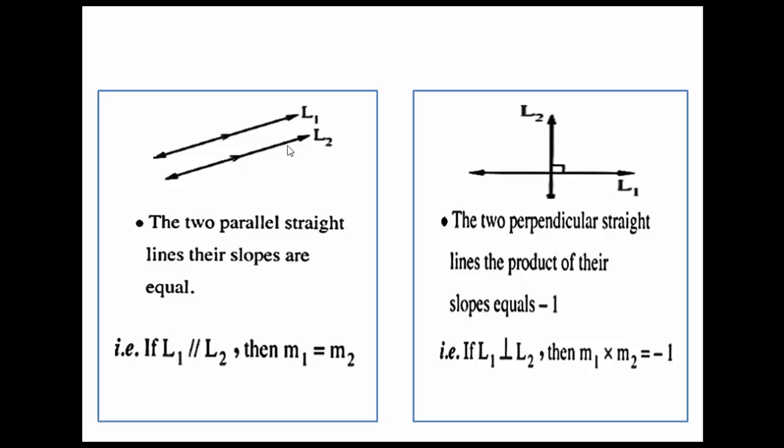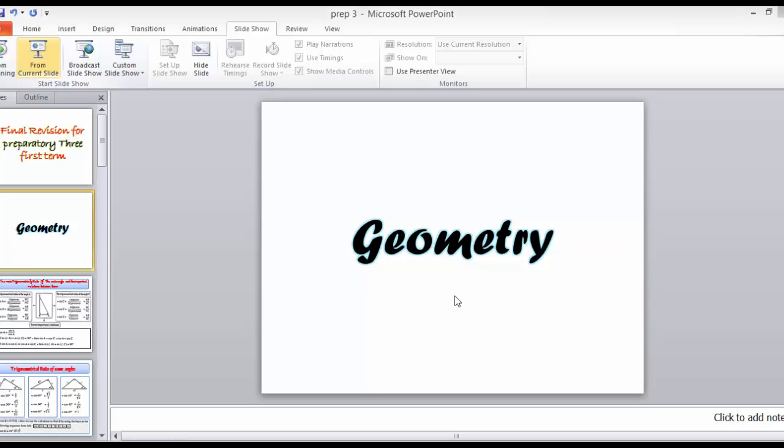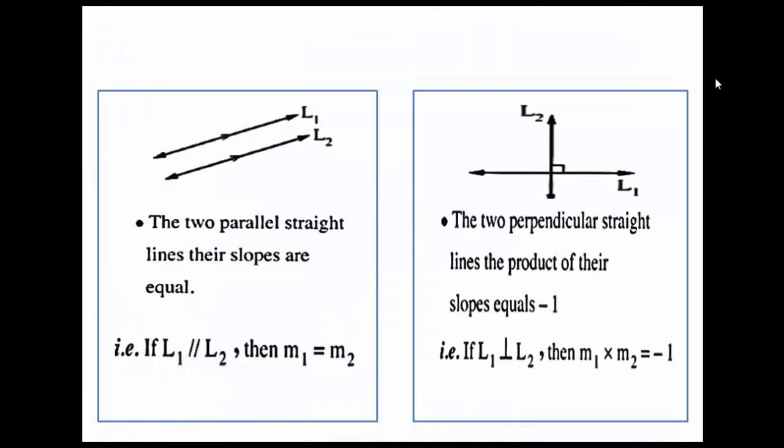Again, if two straight lines are parallel, then slope. What's wrong? What's wrong?